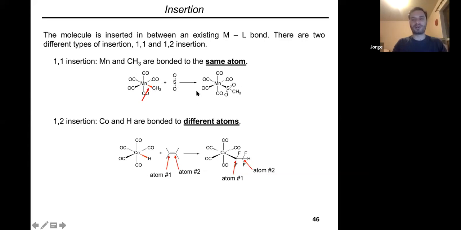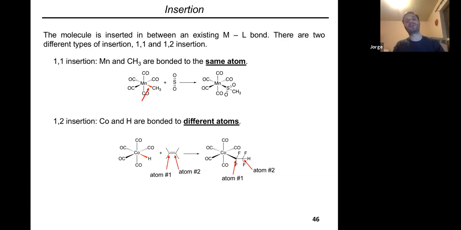So the product, we still have manganese with coordination number 6. However, now we changed the structure of the ligand. Now we don't have just methyl anymore. We have a sulfoxide group here bonded to the methyl, okay? So manganese and CH3 are bonded to sulfur, or the same atom. Therefore, this is a 1,1 insertion reaction.